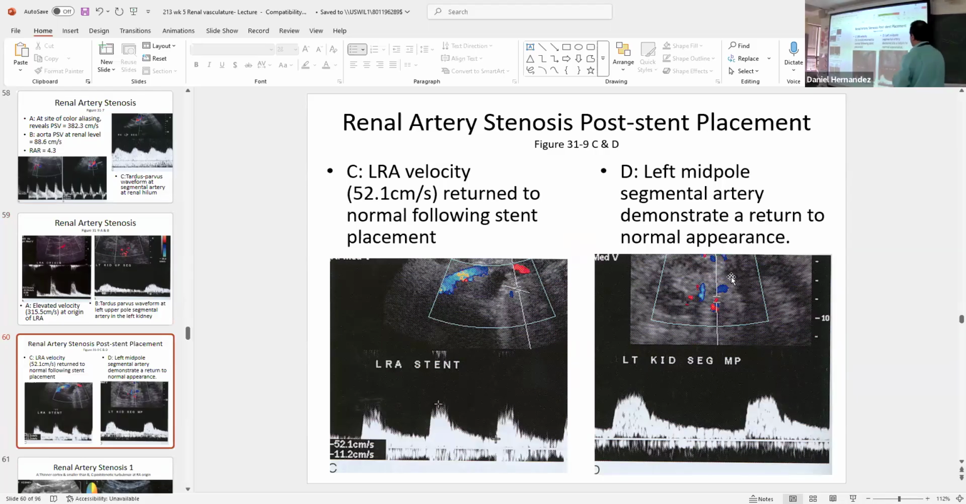And following a stent placement, so that same patient, they placed a stent now in the left renal artery, so we got a nice healthier looking velocity measurement within normal range, and definite improvement of our intrarenal vasculature. That rise time is significantly better than the previous study. So we got much improved acceleration time, a healthier looking intrarenal waveform.